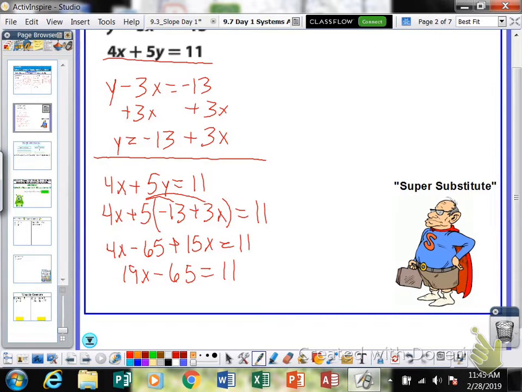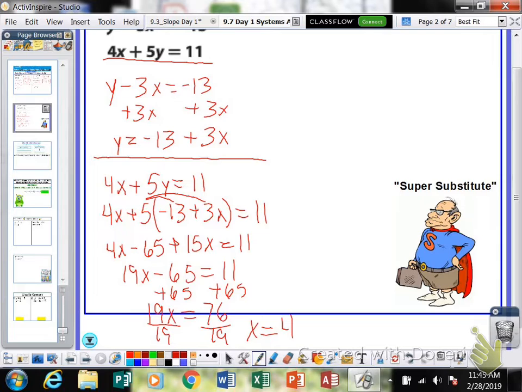Okay, now, again, continue solving for x. I'm going to add 65 to both sides, and I have 19x equals 76. Divide by 19, and I get x is equal to 4.